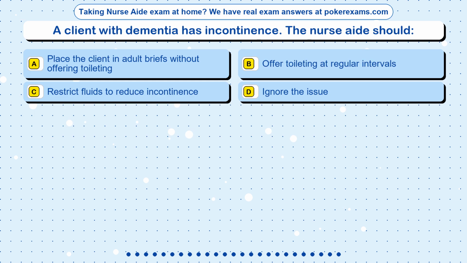Question 25. A client with dementia has incontinence. The nurse aide should: Option A, place the client in adult briefs without offering toileting. Option B, offer toileting at regular intervals. Option C, restrict fluids to reduce incontinence. Option D, ignore the issue.